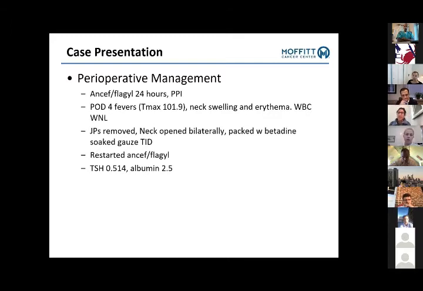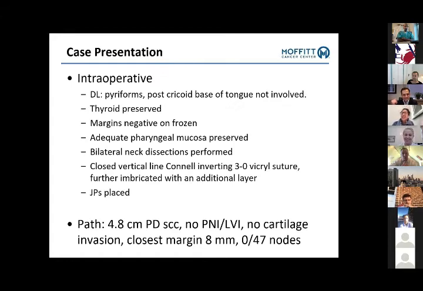So go ahead. Oh, I was going to say, going back to that last slide, I thought a good thing to cover, and we can start with your thoughts on this: how do you determine that you have adequate pharyngeal mucosa to close primarily? And we can ask some of our panelists as well.